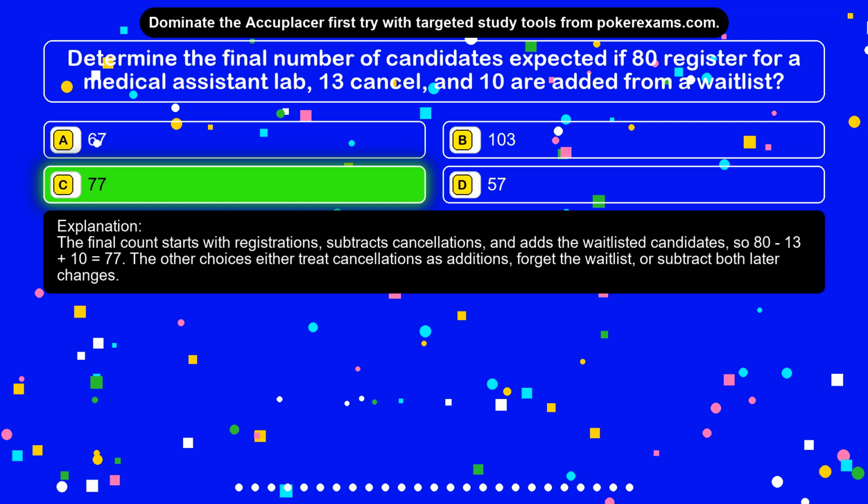The final count starts with registrations, subtracts cancellations, and adds the waitlisted candidates, so 80 minus 13 plus 10 equals 77. The other choices either treat cancellations as additions, forget the waitlist, or subtract both later changes.